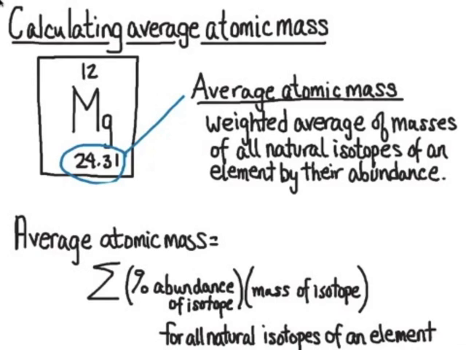So one thing to remember is on the periodic table, that mass that comes below each element is the average atomic mass of all isotopes.